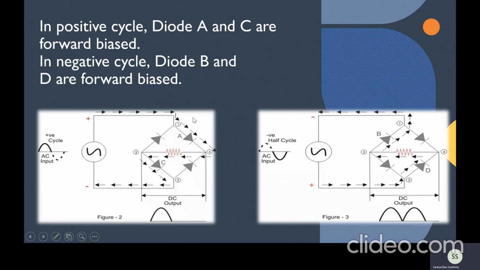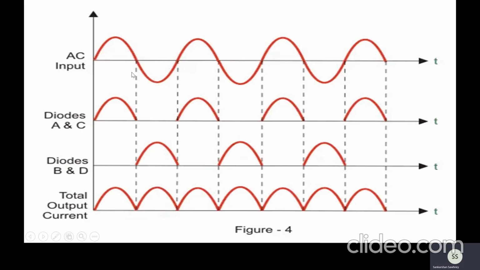In the positive cycle, diodes A and C are forward biased and B and D are reverse biased. In the negative cycle, diodes B and D will be forward biased and diodes A and C will be reverse biased. The following diagrams show the flow of current in the positive half cycle and the negative half cycle respectively. Now we compare the input voltage and the respective cases where A and C are forward biased, and B and D are forward biased, and by combining the two cases we get the total output current, and we see that the negative half cycle is reversed while the positive half cycle remains as it is. Hence we get the following output current.